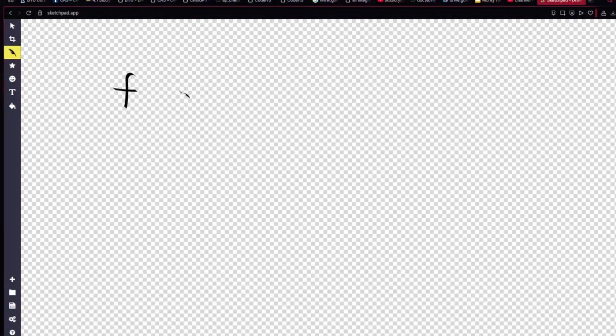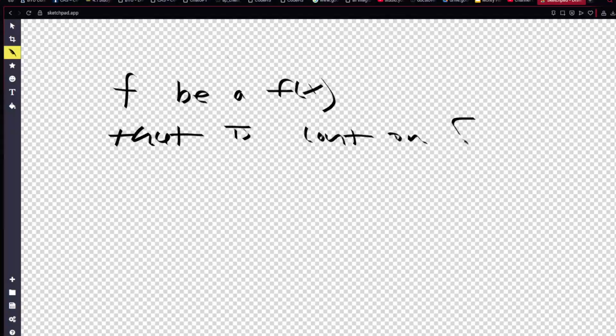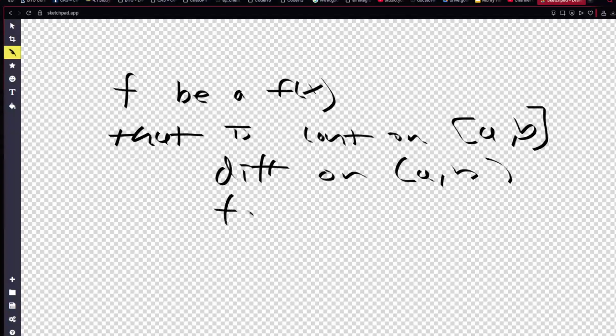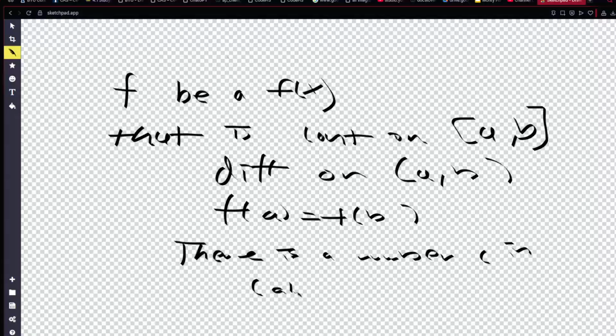So we have Rolle's theorem, and I really hate writing the conditions out, but Rolle's theorem states that f has to be a function that is continuous on the closed interval [A, B], which just means that it includes the points A and B, differentiable on (A, B), and f of A has to equal f of B, such that there is a number C in that interval where f prime of C is equal to 0.